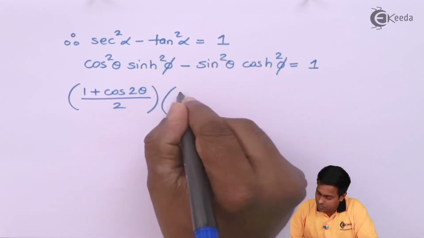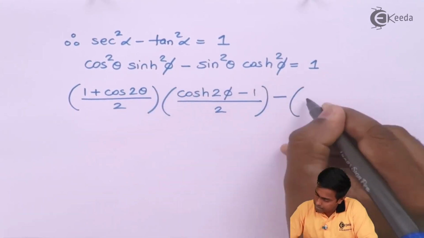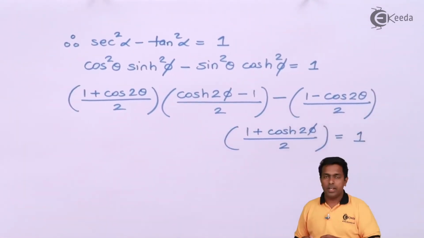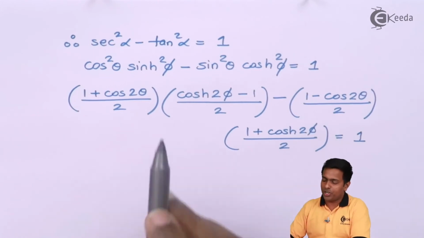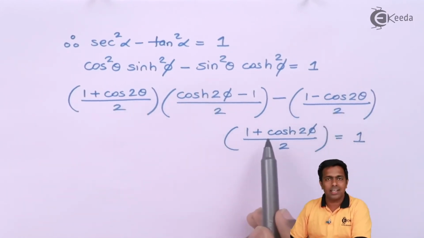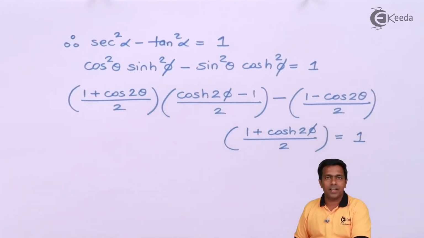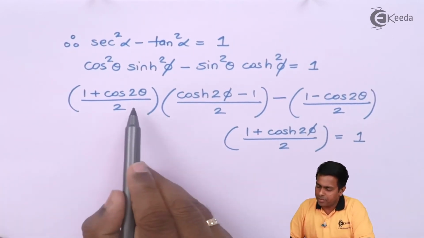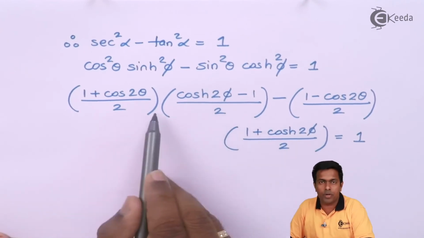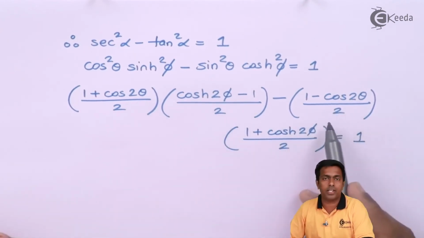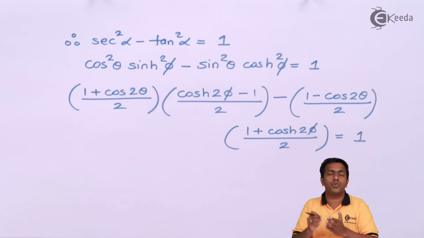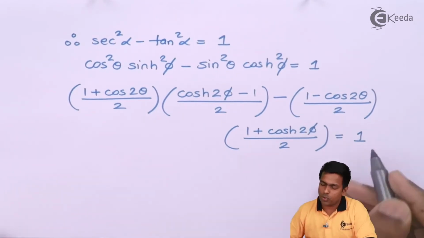Now you can see here that we got all cos terms and angles as 2 theta and 2 phi. Now it's just a matter of simplifying things. If I multiply these two brackets, we'll get 4 in the denominator. Similarly here, if I multiply these two brackets, we'll get 4 in the denominator. So we'll take 4 common from the left hand side and shift it to the right hand side. So 4 will go to the right hand side.